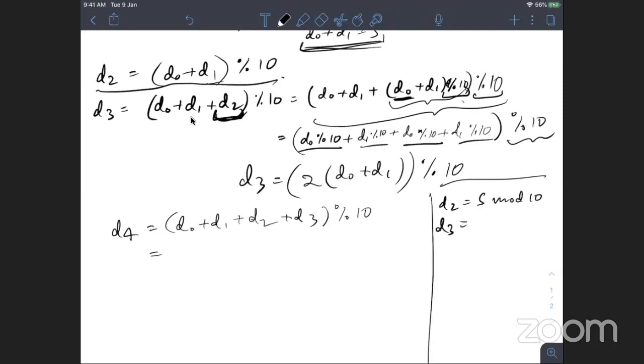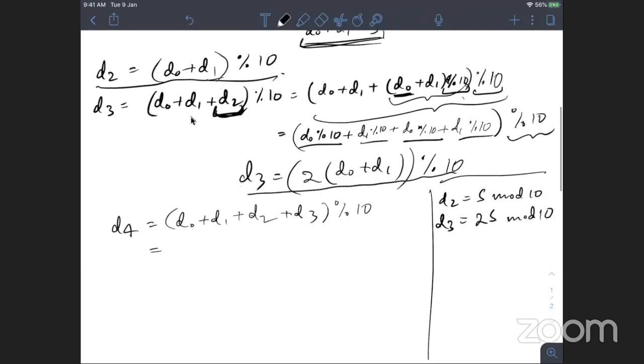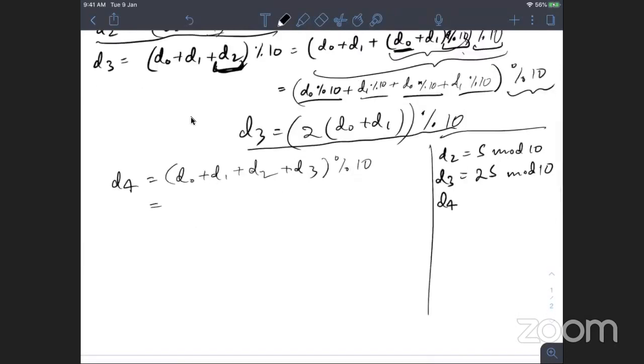D3 we just calculated is 2S mod 10, right here. And D0 plus D1 is S. D4 will be, okay, so here D4 will, what will it come out to be? We can club these as S. We can say we already calculated D2 as 2S.